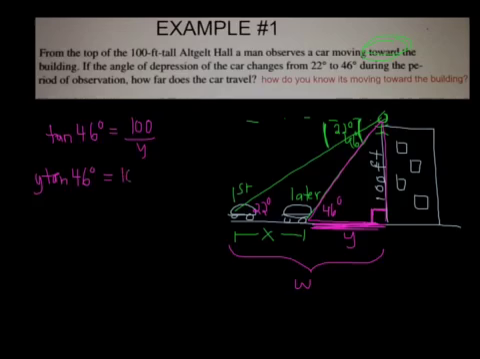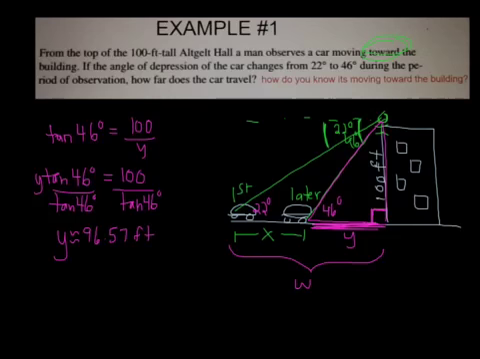Now before I go any further, make sure you have a calculator. Calculator is required for these problems. And make sure you have batteries in the calculator. And then make sure your calculator is in degree mode, because if you solve these using radian mode, you might even get some negative measures and you'll scratch your head and say, something's not right. So this measure is 96.57 approximate feet.